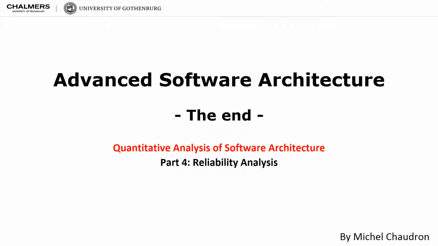Now we have introduced the basic concepts of reliability and how to quantify. The lecture Quantitative Analysis of Software Architecture Part 4 is finished. In the next part, Part 5, we will continue with reliability block diagrams that illustrate how to apply this to a system.